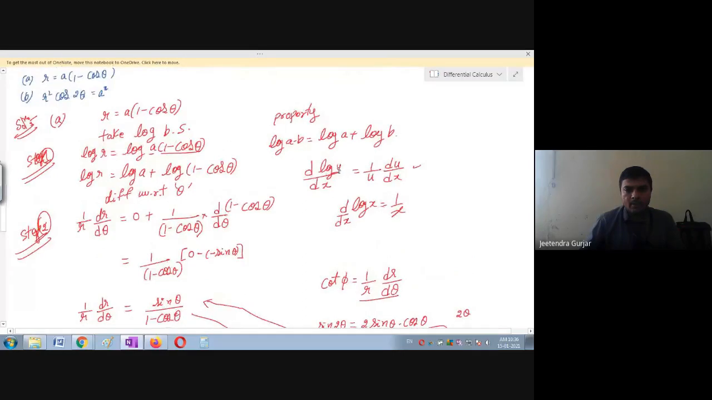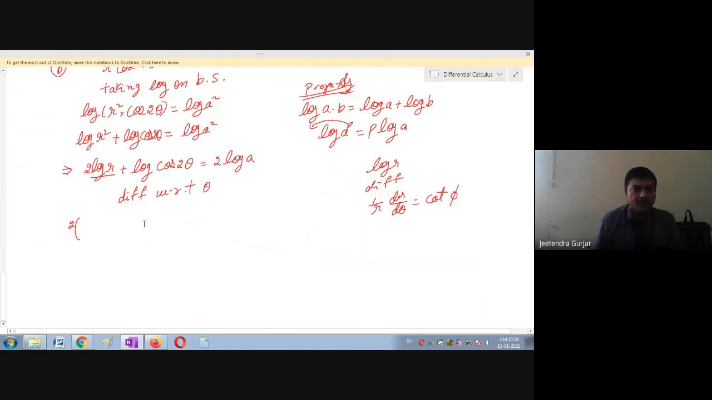Differentiation of log u is equal to 1 upon u du upon dx. So here it will be 1 upon r. This is with respect to theta, therefore I can write this as dr upon d theta. Plus, now here also this is log u. Other than x, we just take the variable u. So therefore this is differentiation of log cos 2 theta.